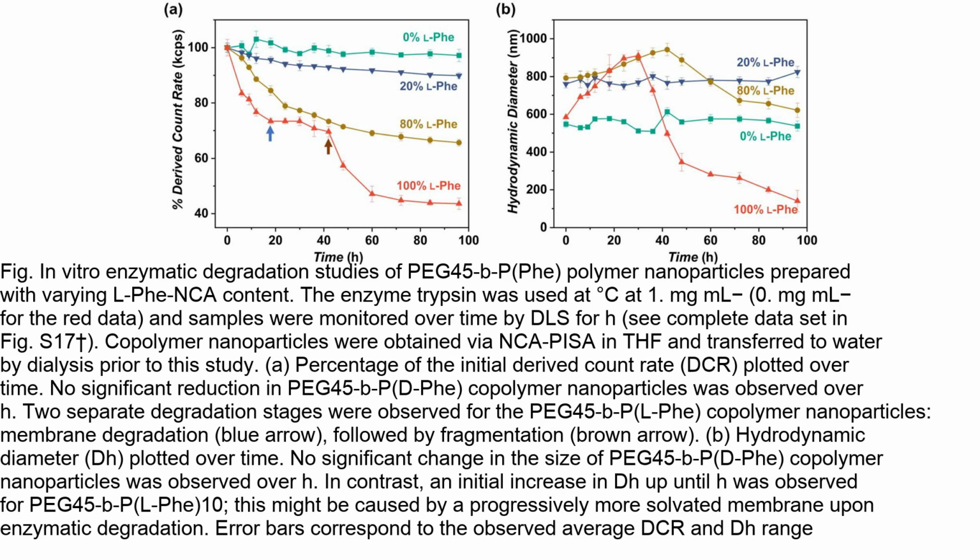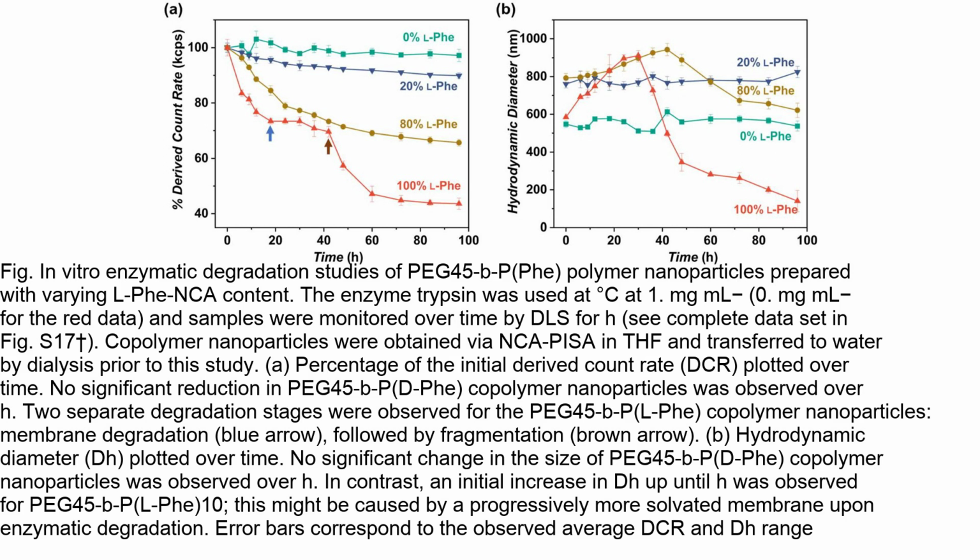Enzymatic degradation of nanoparticles formed from homochiral formulations. The figure demonstrates the in vitro enzymatic degradation of PEG45-BP-(Phi)10 copolymer nanoparticles using the enzyme trypsin. The degradation process was monitored by derived count rate, DCR, and hydrodynamic diameter, DH, measurements over a period of 192 hours, 8 days. The results show a two-stage degradation process, with an initial rapid drop in DCR and an increase in DH, followed by a slower degradation phase and a decrease in DH.